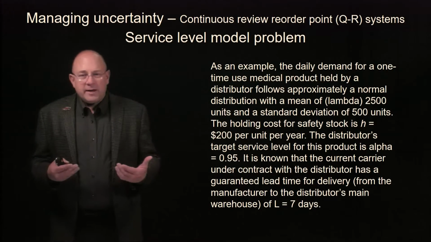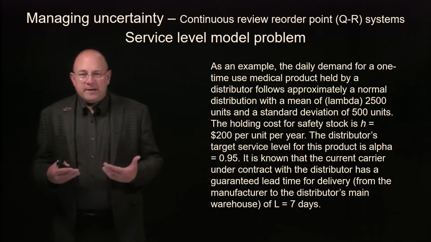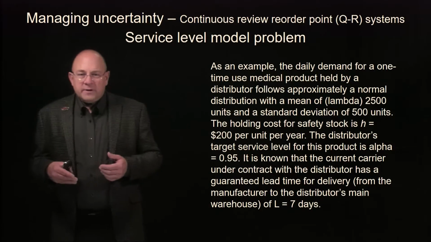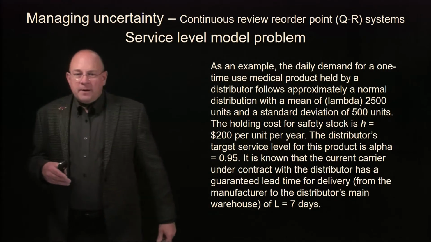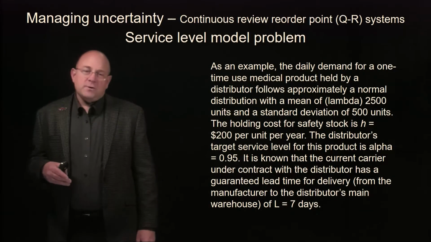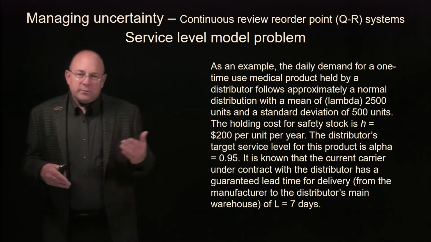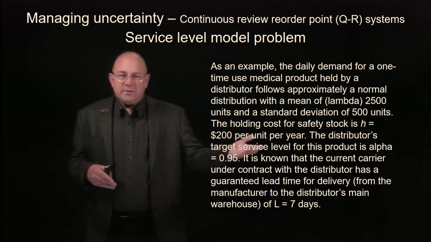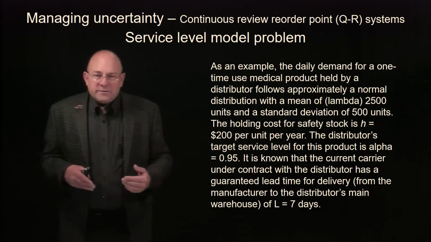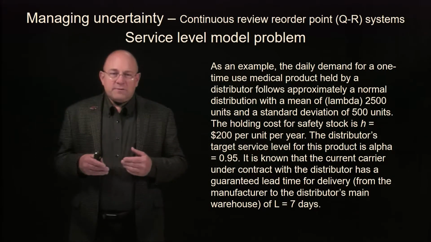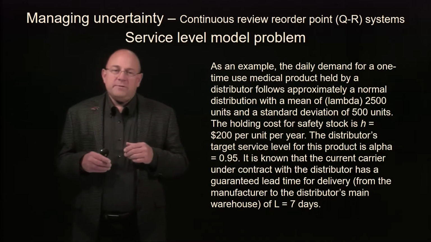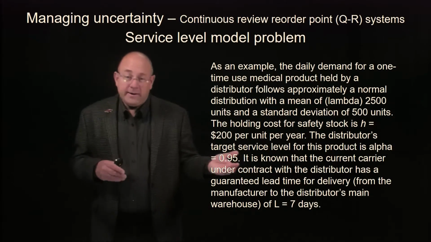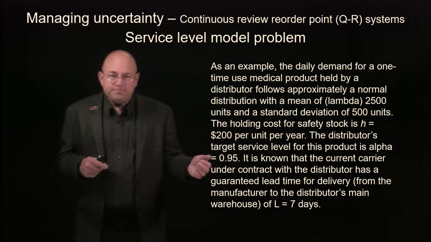Well, you know that when we're calculating and determining inventory policy, it's very important, of course, to take into account our safety stock holding costs. When we do that here with the word problem, it tells us that the holding cost for our safety stock is going to be $200 per unit per year. So the distributor has a target customer service level, like we've discussed in the past, of 95%. So we're going to have to develop a model that accounts for that in some way.